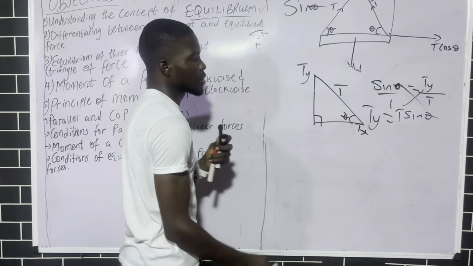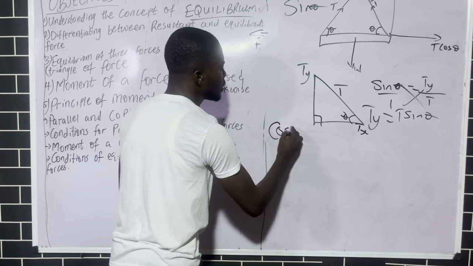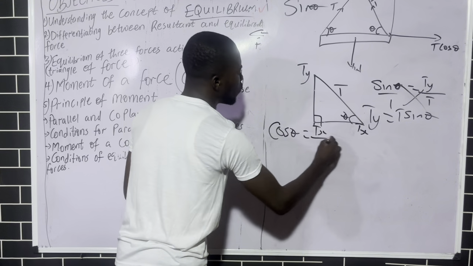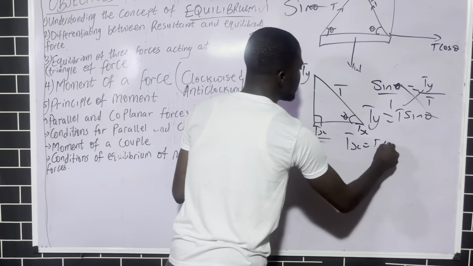Now let me get for Tx. This is the angle, this is adjacent. Adjacent over hypotenuse. That's what? Cos theta is equal to Tx over T. That's adjacent over hypotenuse. Cross multiply. My Tx will become T cos theta.